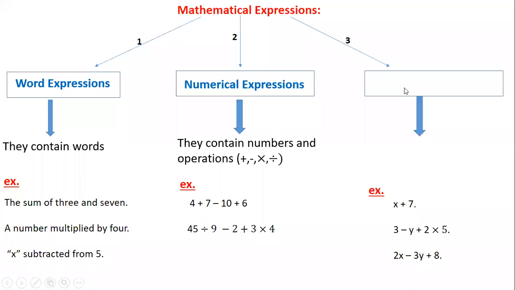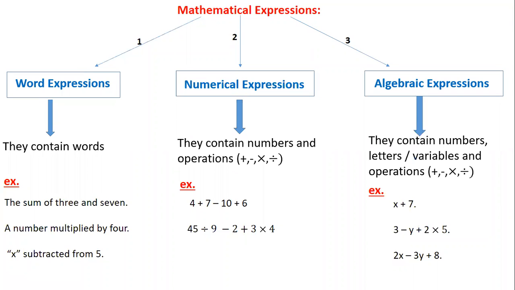The final kind of expressions is the algebraic or literal expressions. Why do we call them algebraic or literal expressions? Since they contain numbers, they contain letters or variables, and also they have operations. For example, x plus 7 is an algebraic expression since we have the letter x, the operation plus, and the number 7. So any expression having letters in it, not a numerical expression, is called an algebraic expression.